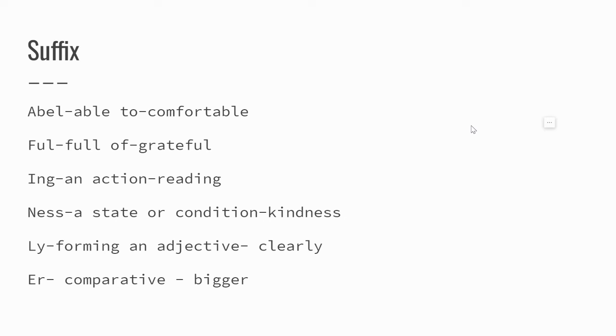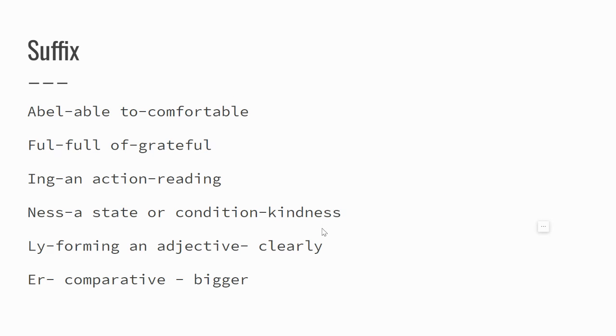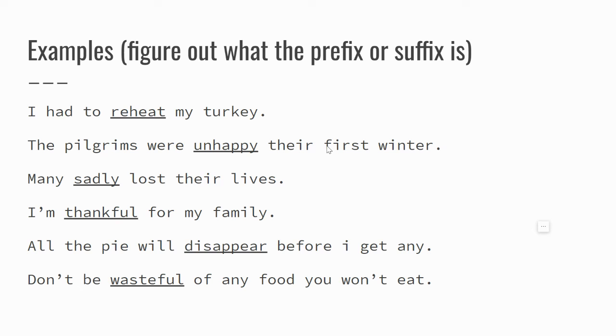And then the last one is ER. I'm sure you've heard this one quite a bit because it's one of the most famous ones, this one and ing. ER is comparative, like big, bigger, biggest. Should have done EST, but we didn't, but that's okay. All right, here are some examples.